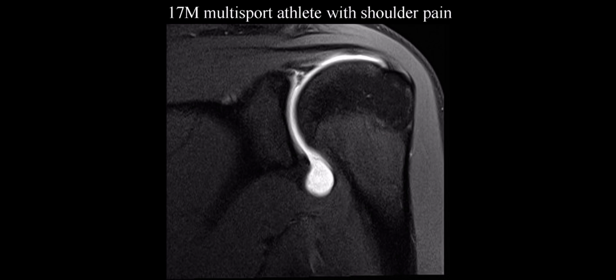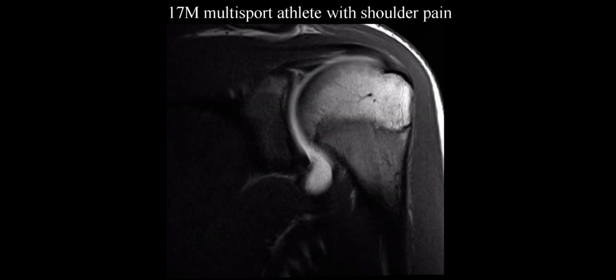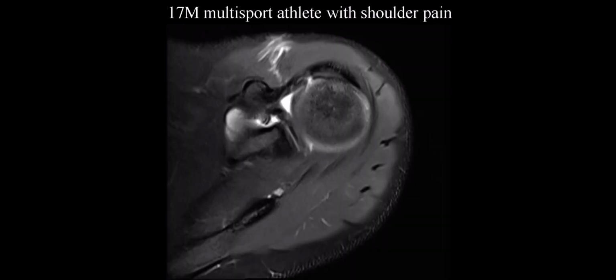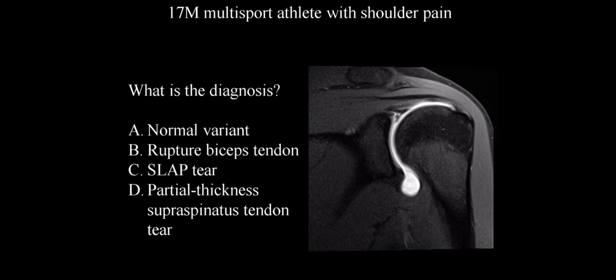Okay, so as you move through the coronal images, I'm going to show you a couple T1 weighted images. Moving on to axial, you can see just the injection line from the arthrogram. Okay, then I'm going to bring up the most relevant image. So with this patient, what's the diagnosis? Do you think this is a normal variant? Is this a ruptured biceps tendon? Is this a SLAP tear? Or is this a partial thickness supraspinatus tendon tear?